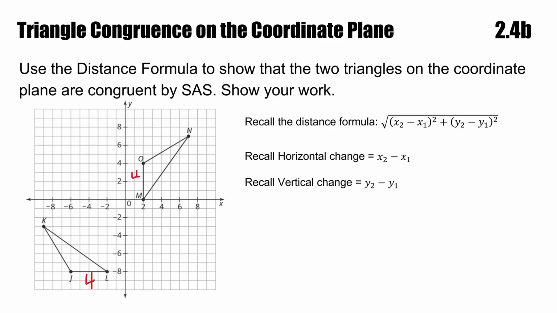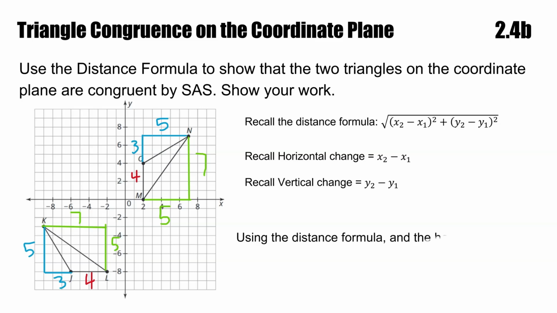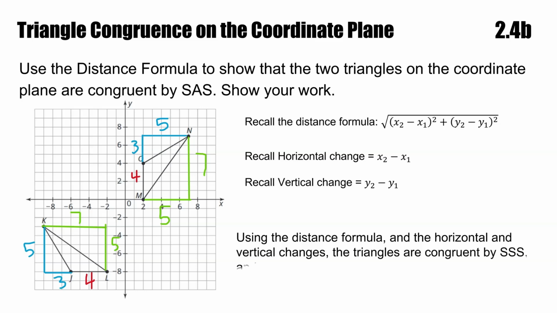Both triangles have a side with a length of 4. Both triangles have a side with vertical and horizontal changes of 3 and 5. And both triangles have a side with a vertical and horizontal change of 5 and 7. Because the horizontal and vertical changes are equal, the triangles are congruent by side congruence. And since they are congruent, then side angle side can also be applied.